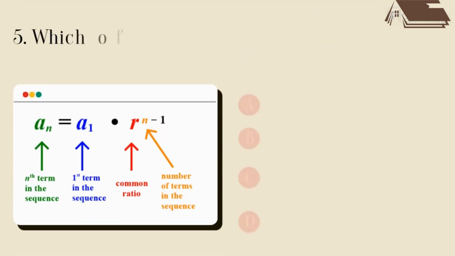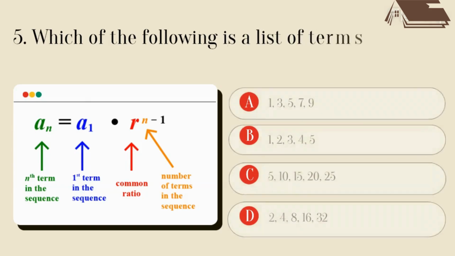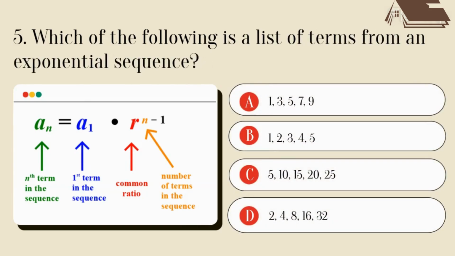Which of the following is a list of terms from an exponential sequence? A. 1, 3, 5, 7, 9. B. 1, 2, 3, 4, 5. C. 5, 10, 15, 20, 25. D. 2, 4, 8, 16, 32.